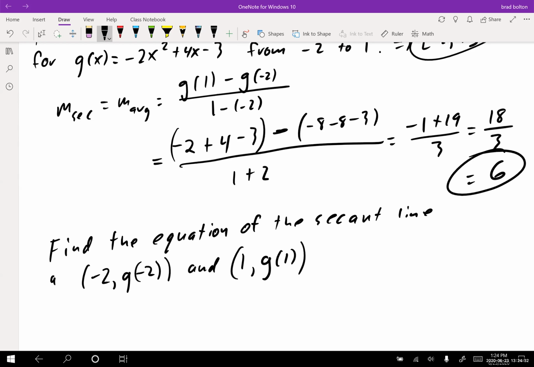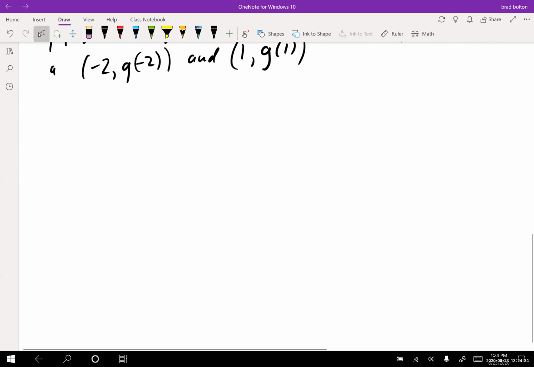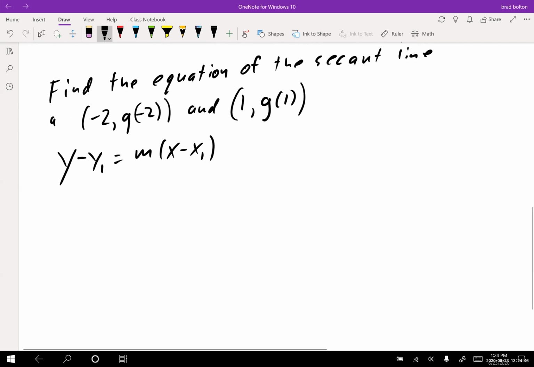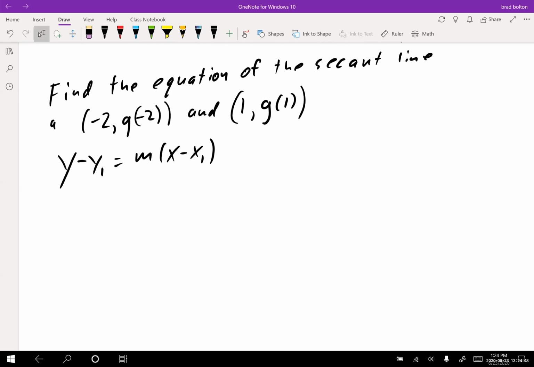Okay, so basically they want to know the equation of the secant line. You guys remember from your previous classes, if you ever want to find the equation of a line, all you do is y minus y1 equals m times x minus x1, right? So all I need to do is find my x and my y. I only need 1 point. So we know that we're going to do y minus y1.